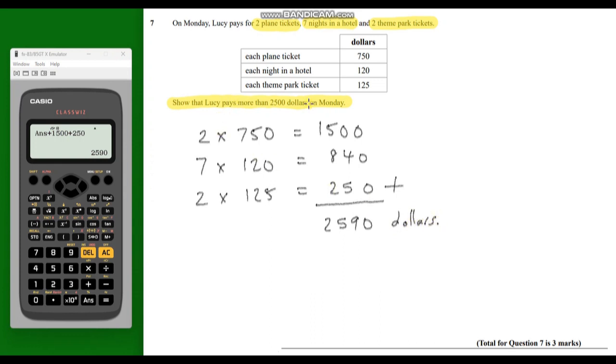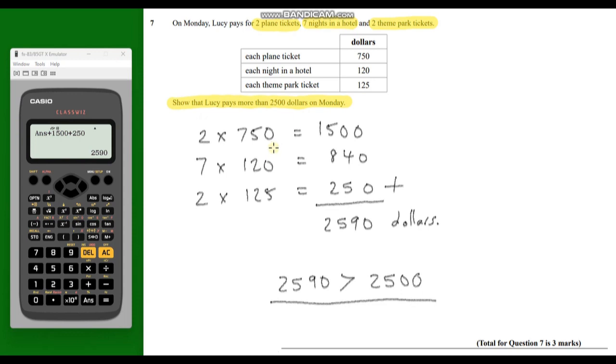So show that Lucy pays more than $2,500. Well, we have done that. 2,590 is definitely more than 2,500, and we could just write 2,590 is greater than 2,500. I don't think we need this, but just sort of showing the examiner that we can tell that this number is greater than 2,500.